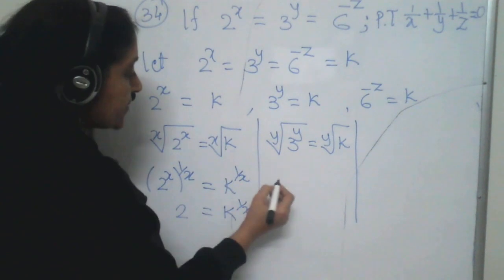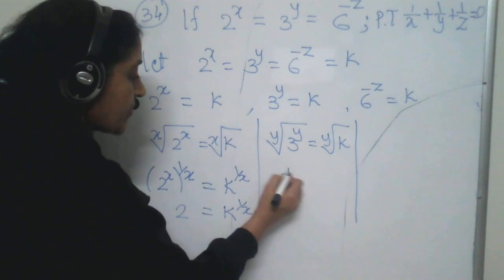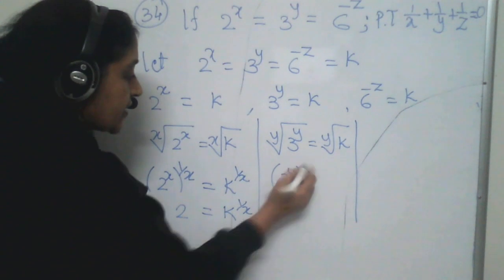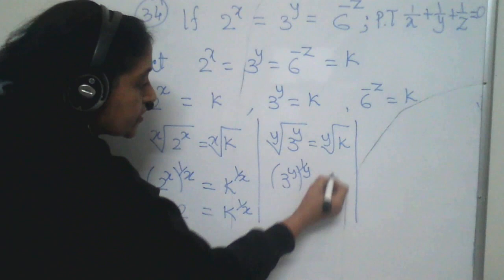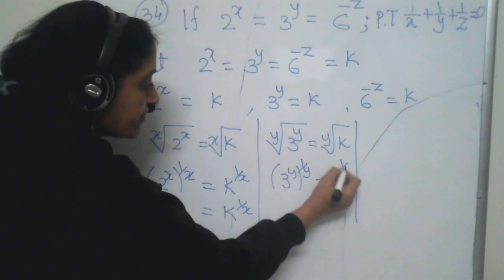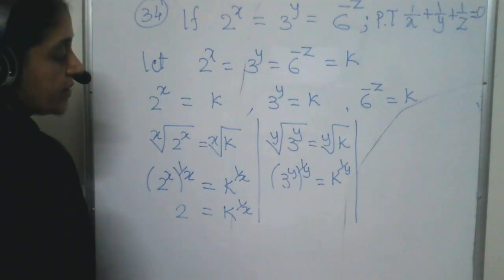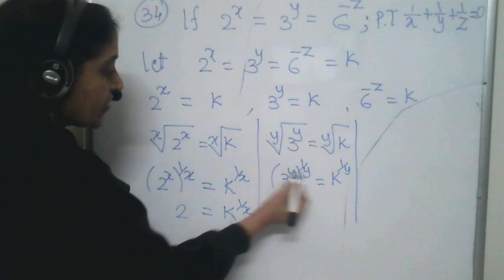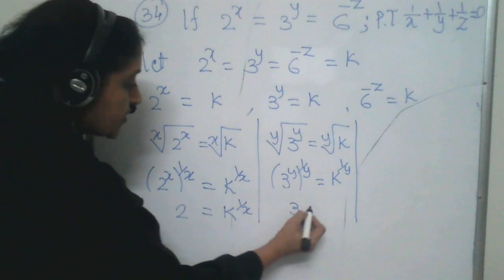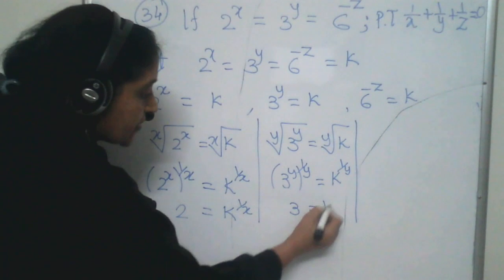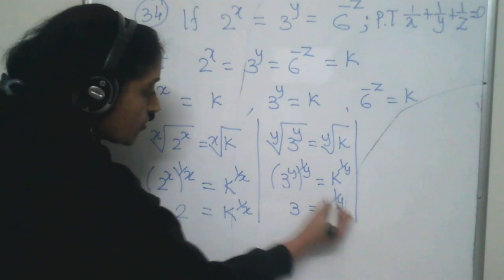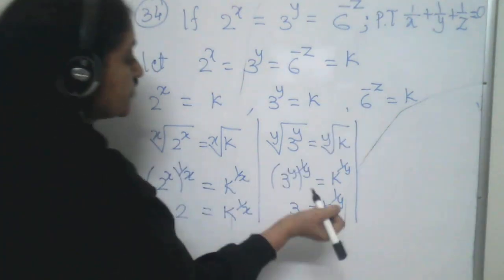Now what will happen here? Again the same thing, 3 to the power y, and to the power 1 by y, is equal to k to the power 1 by y. Okay. Now here again, y will get cancelled, you will get 3. You can show the cancellation, there is no problem, k to the power 1 by y. Similarly this also will happen.